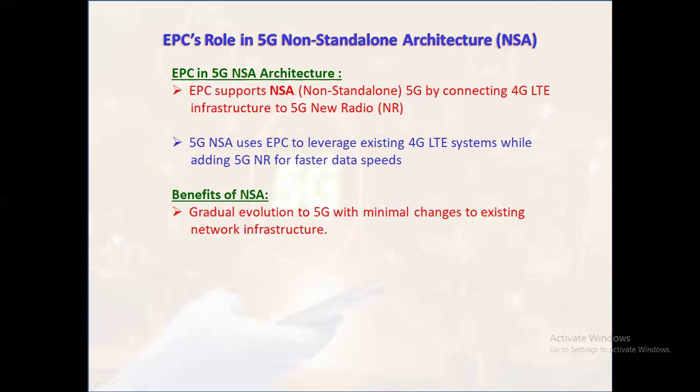Instead of replacing all 4G elements, operators can build upon the EPC and LTE networks, thereby reducing the cost and complexity of the upgrade. This evolutionary approach offers a faster rollout of 5G services and allows network providers to extend coverage while continuing to rely on 4G technology for core network functions.